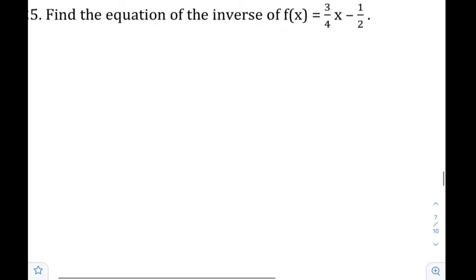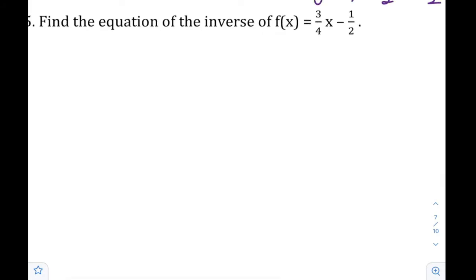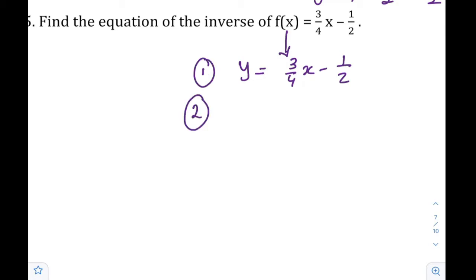Find the equation of the inverse of this function. Again, we will start by y equals 3 over 4x minus 1 over 2. So f of x we replace with y. Step 2, interchange. Every x becomes y, every y becomes x. Step 3, solve for y, leaving y alone on one side.